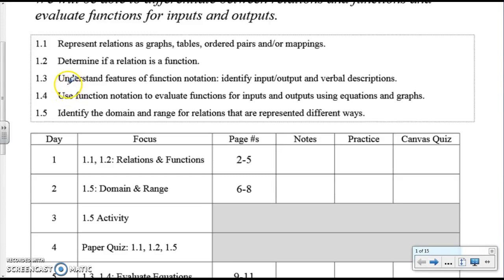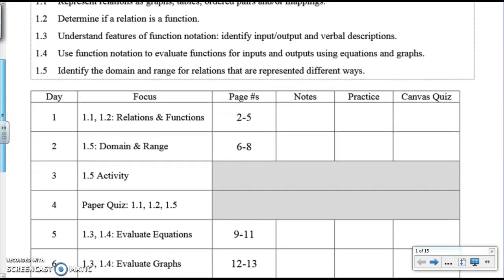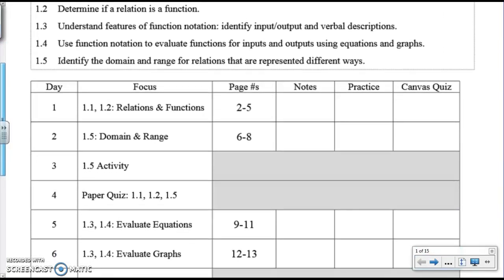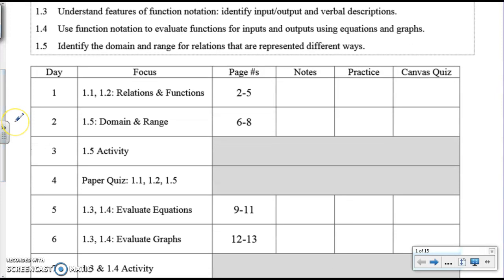Then we're going to skip ahead to 1.5 and identify domain and range for relations that are represented in different ways. And then we're going to do 1.3 and 1.4, which is understand features of function notation and identify input and output and using function notation to evaluate. So we're going to start with day 1, 1.1 and 1.2, relations and functions.